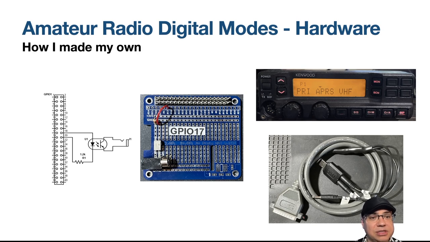So on the other side of the opto isolator, I connected a 3.5 millimeter jack, and I wired up the cable that you see there on the bottom right corner. I wired up the appropriate connector for audio in and audio out. I connected that to a USB sound card, which, for the Raspberry Pi, it does have the ability to output sound, but it doesn't have the ability to input sound. So you really do need a USB sound card for that.